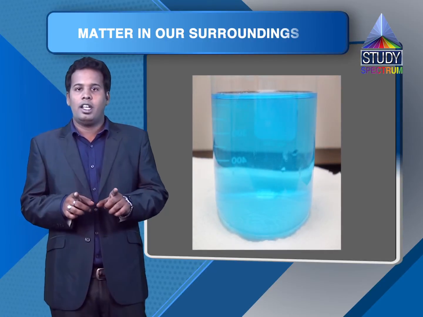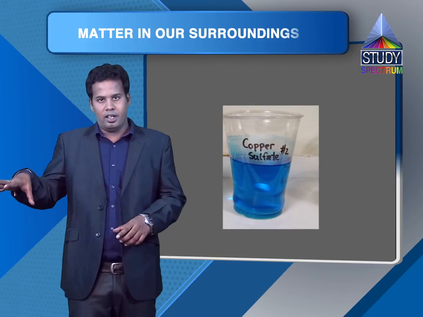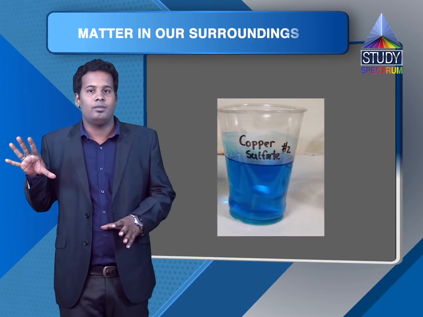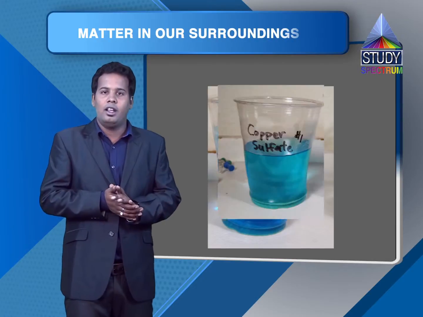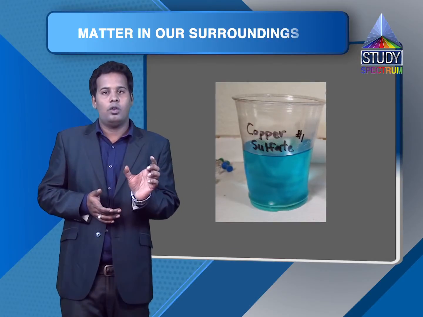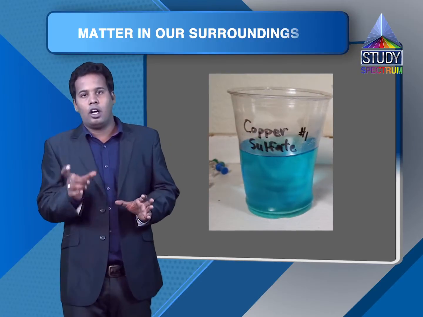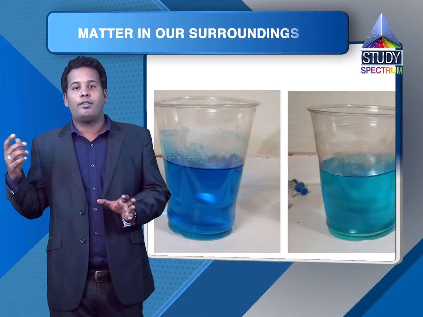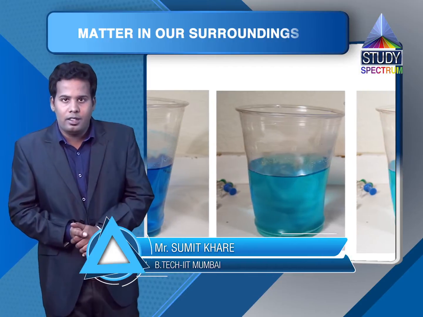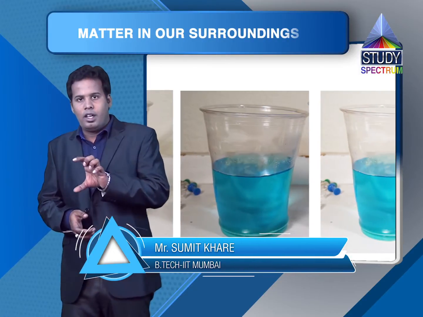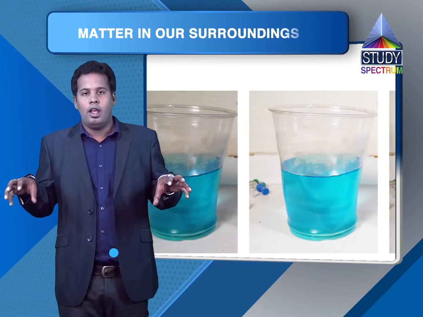But the point to be noted is it is still a copper sulfate solution. Now you have 4 different beakers of copper sulfate solution. The very first beaker is having good blue color solution, correct? The second beaker has blue color solution but faded a little bit from the very first beaker. The third beaker is more faded and the fourth beaker is highly faded. Now the important point to note is every single beaker is containing copper sulfate solution.